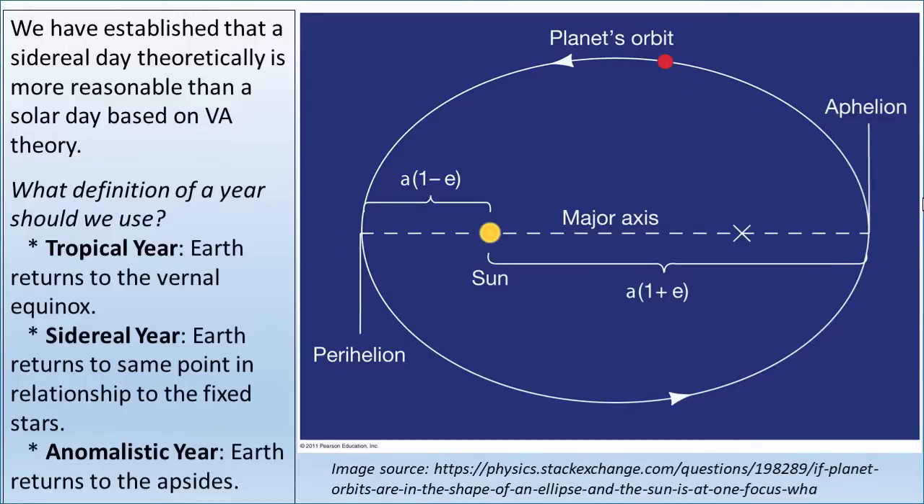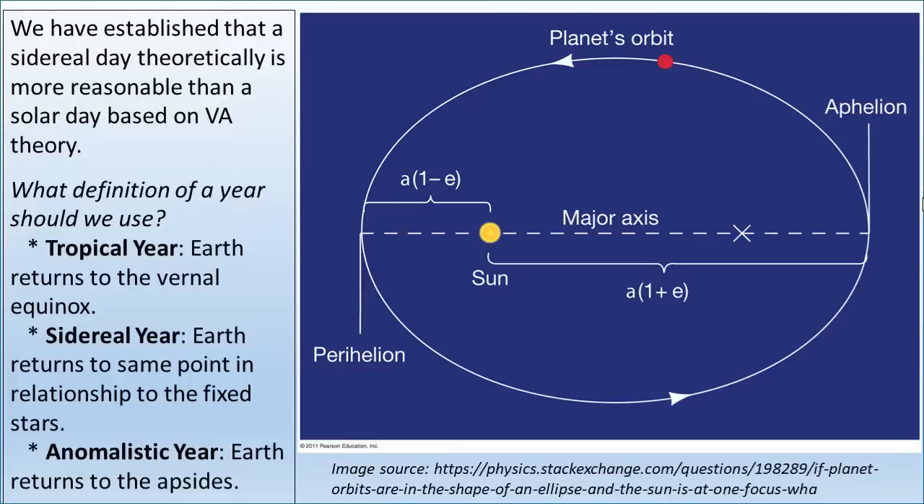We have three choices. A year could be a tropical year. That's a good choice. When the Earth returns to the vernal equinox, the beginning of spring, that's our normal definition of year. Just like a solar day is our normal definition of a day, that's what a year is, because we use years for seasons.